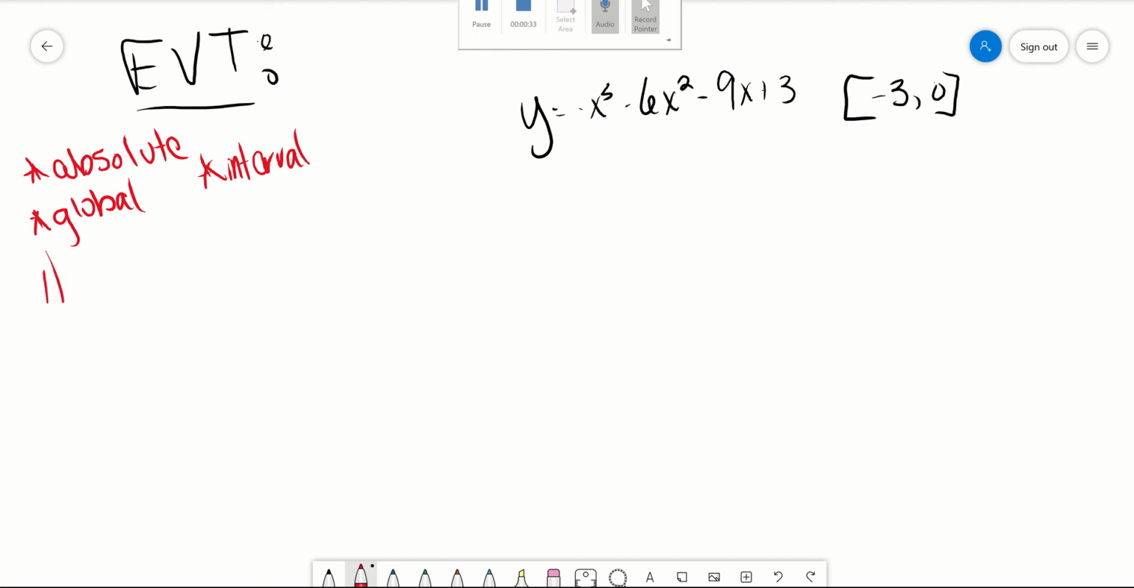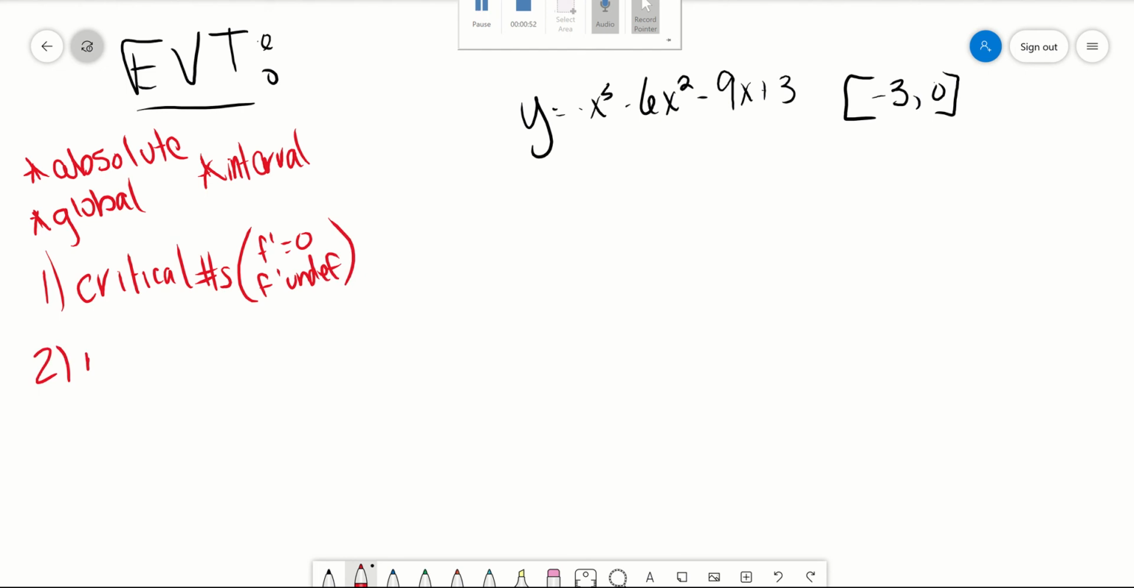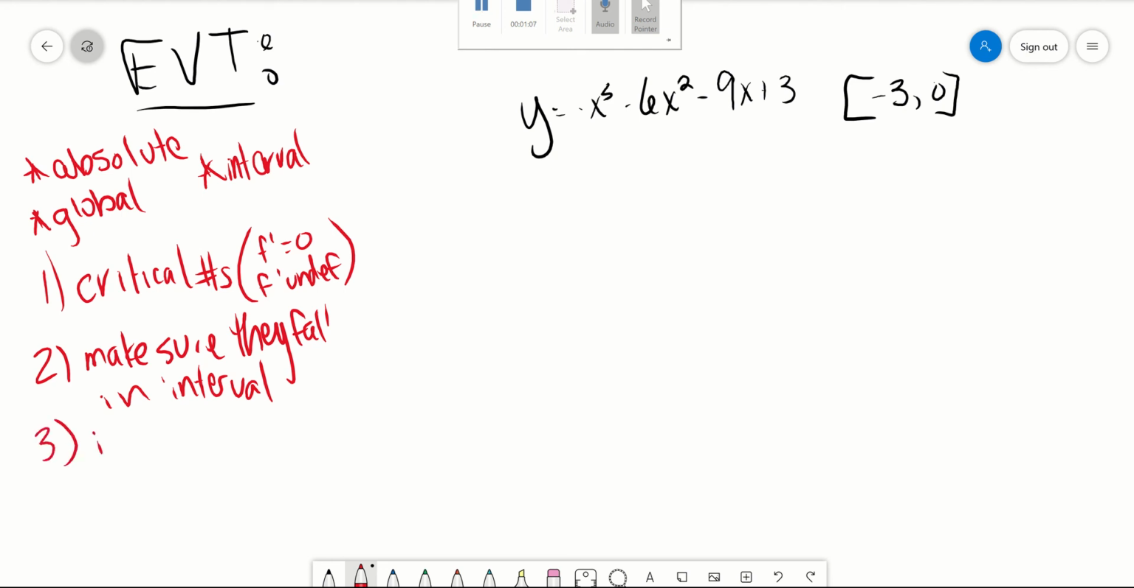With EVT, it's kind of like the first derivative test with a little twist to it. You still need to find critical numbers. And remember, critical numbers are where f prime is equal to 0 or where f prime is undefined. What you need to do, though, is make sure they fall in the interval. If there are any outside the interval, you do not include those. You also want to include endpoints.